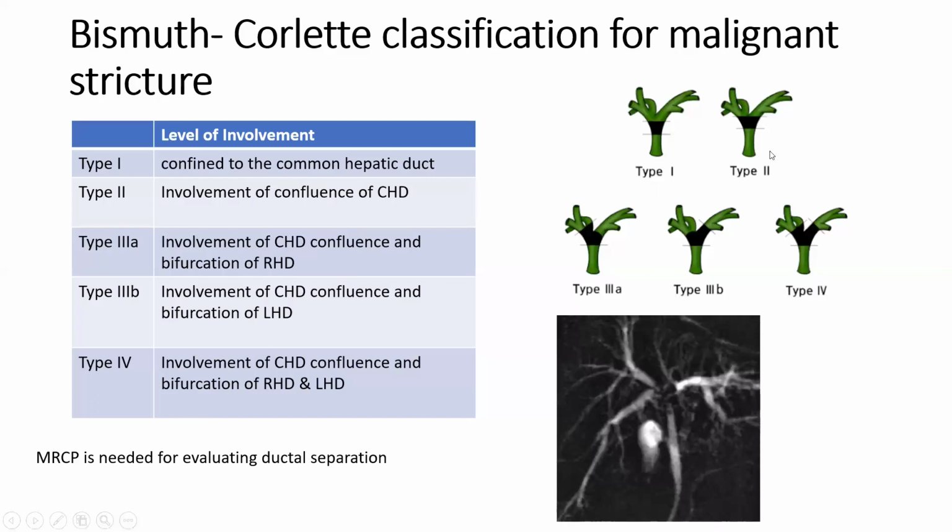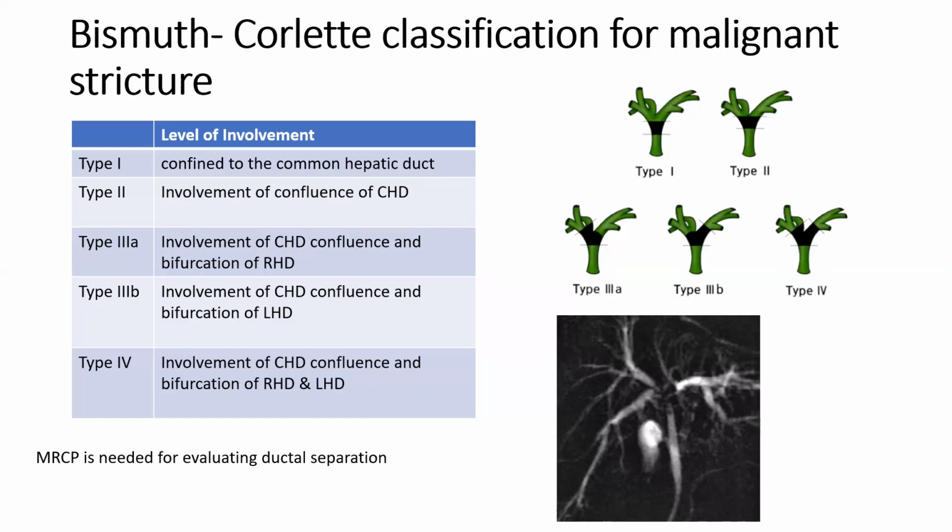A type 2 stricture involves the confluence of the hepatic ducts, and a type 3A stricture involves the CHD confluence as well as extends to the right secondary confluence. A type 3B stricture involves the CHD confluence as well as the left secondary confluence, and a type 4 stricture involves the CHD confluence as well as both the right and left secondary confluences.